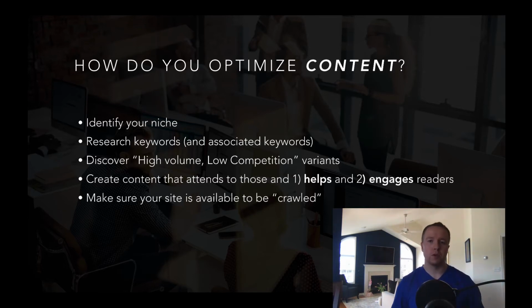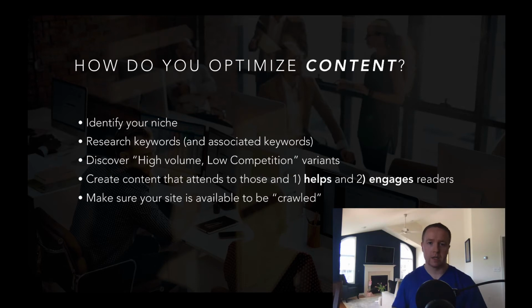And what you want to do there is discover keywords and related or associated keywords which are high volume in terms of the search, so there's loads of people searching for those things, but importantly, low competition. So high volume search, low competition is the ideal target for you to pick out search terms and create content around those search terms. So you create content that attends to those, and also, number one, helps and engages readers or visitors to the website.